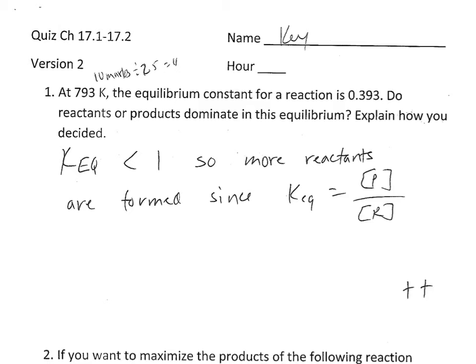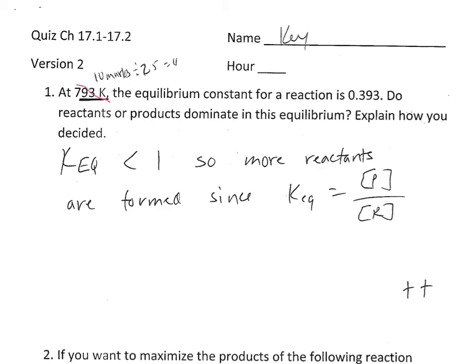So question number 1 asks, at 793 Kelvin, the equilibrium constant for the reaction is 0.393. Do reactants or products dominate in this equilibrium? Explain how you decided. So when you look at this, the 793 temperature has to be given because equilibrium is temperature dependent, but it really isn't part of our decision.